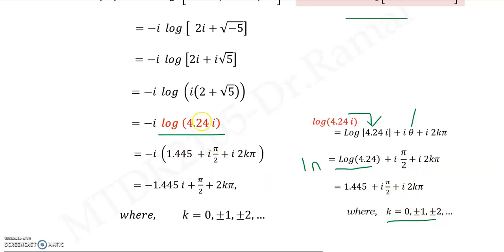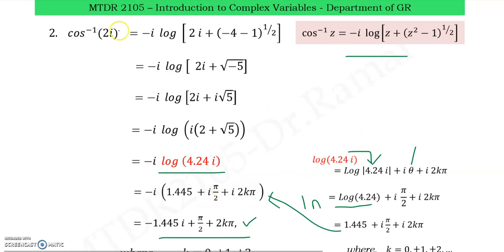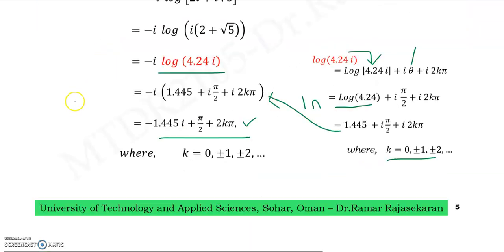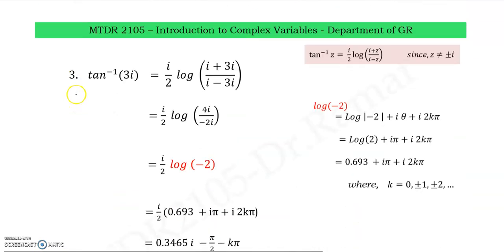Now you substitute this value here. That's what we have done here. It is equal to minus I multiply 1.445 plus I pi over 2 plus I 2k pi. Now after that you multiply this minus I inside, so that you will get this. This is the final answer of cosine inverse of 2i. Now we will see the third question. Tan inverse of 3i.